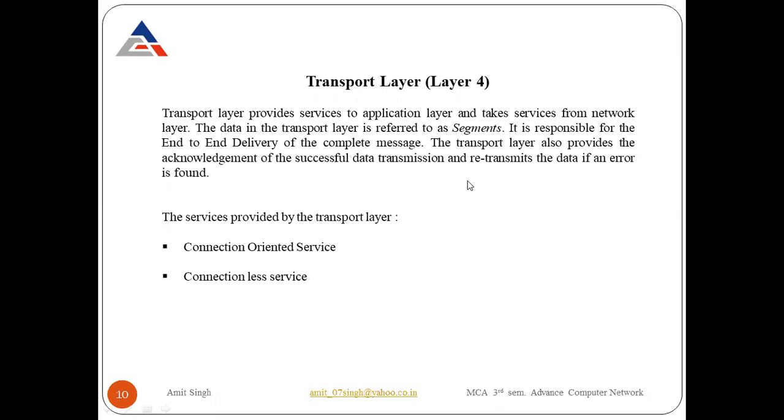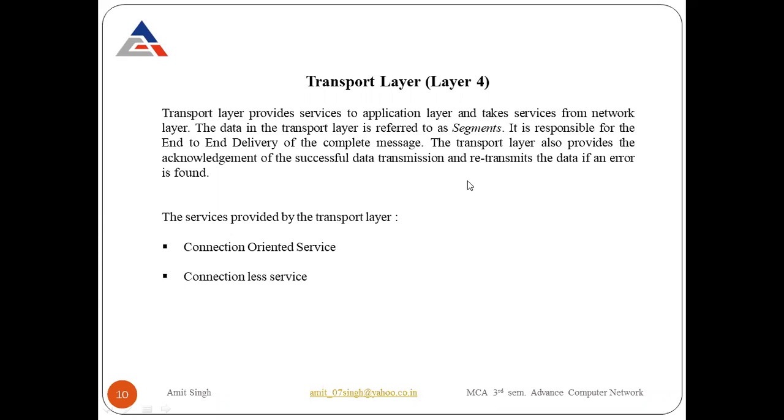Next, the transport layer. The fourth is the transport layer. It is the heart of the OSI model. The transport layer provides services to the application layer and takes services from the network layer. The data in the transport layer is referred to as segments. In the first layer, data comes in the form of bits. In the second layer, a combination of bits is called a frame. In the third layer, it becomes a packet. In the fourth layer, it is referred to as segments.